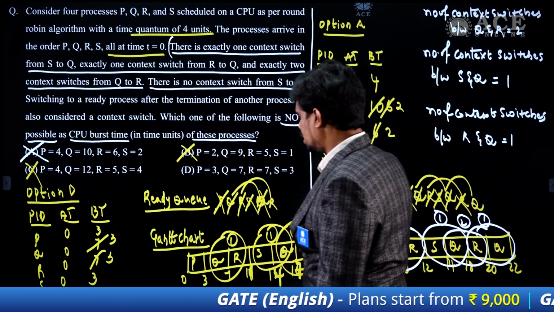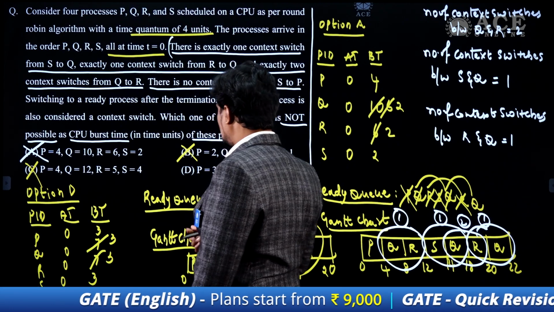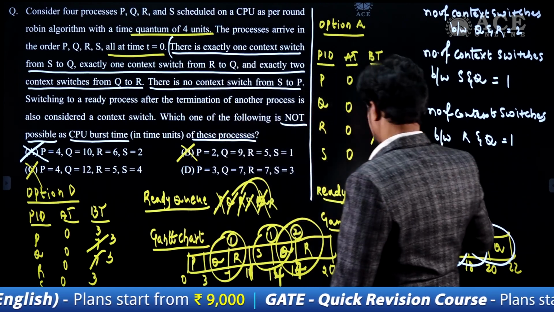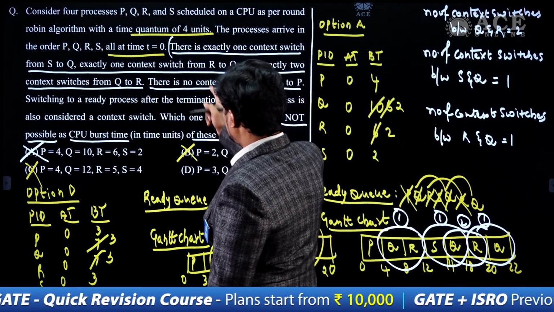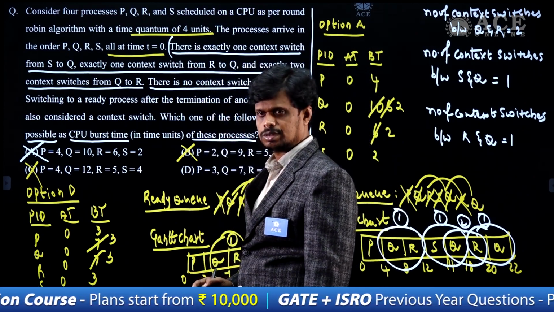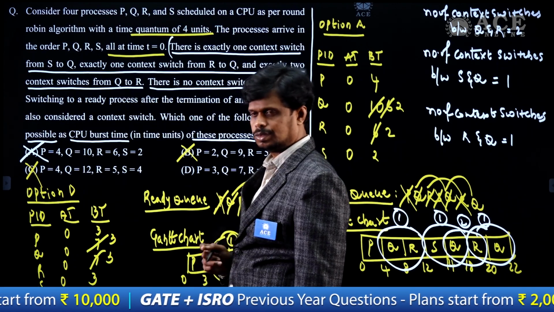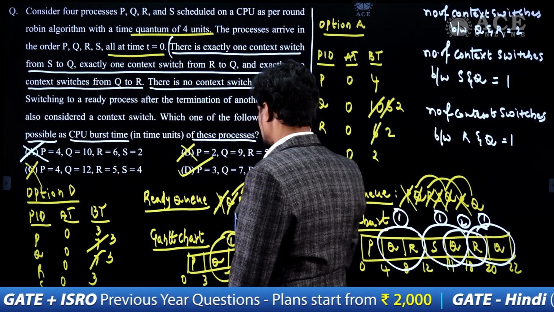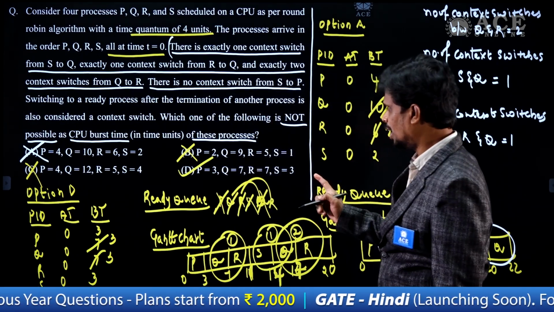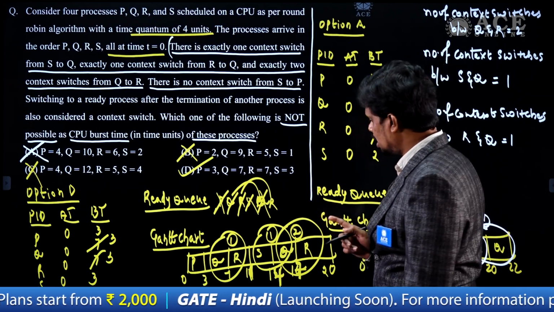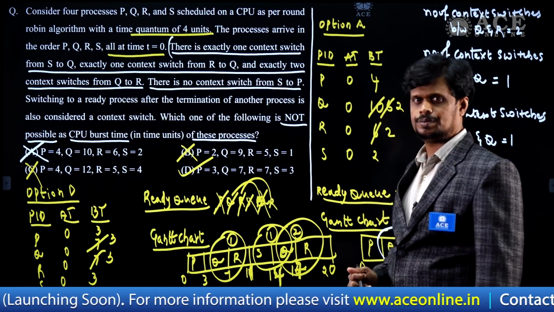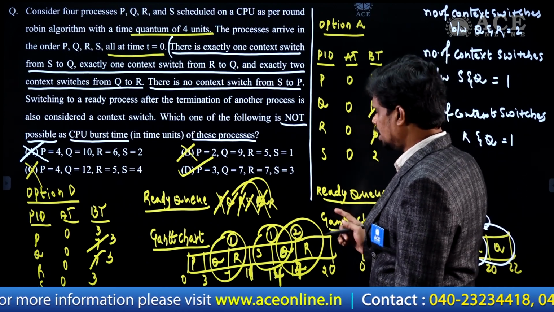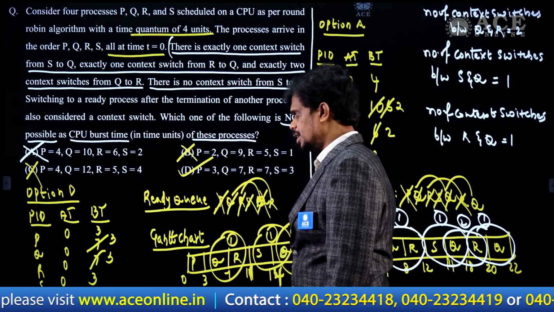So option D is failing in creating the context switch between R and Q. With option D, getting this number of context switches is not possible. That is why option D is the answer for this question. Option D fails in generating the context switch between R and Q. So hence the answer for this question is option D.